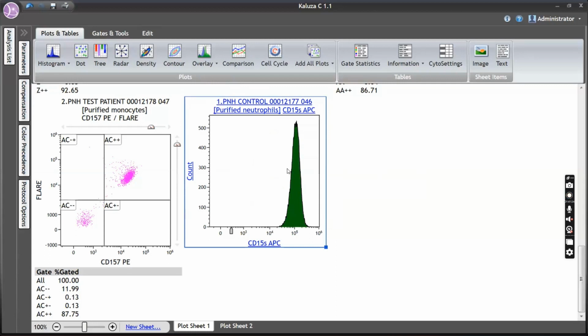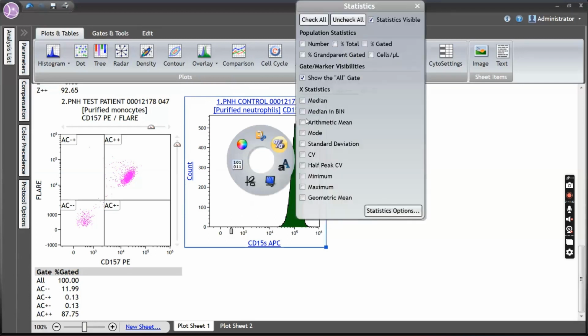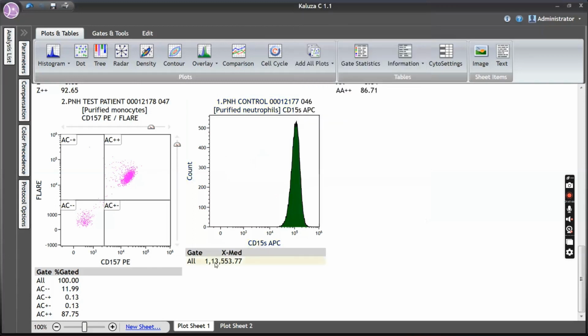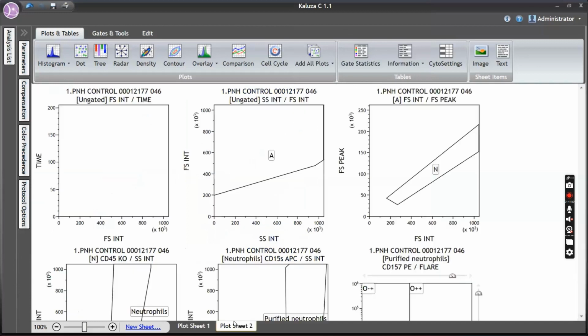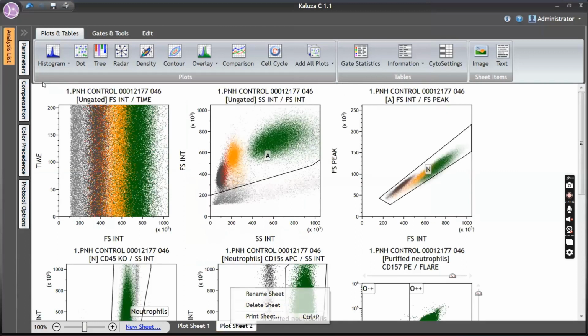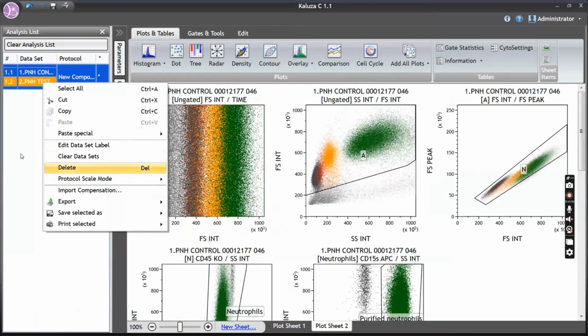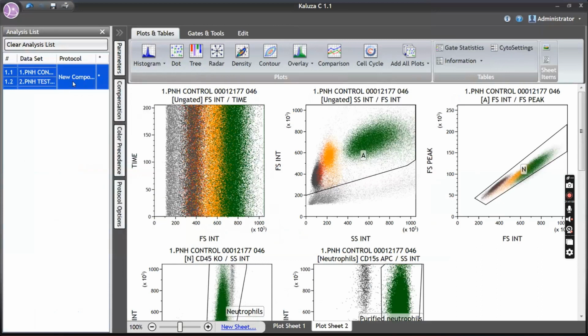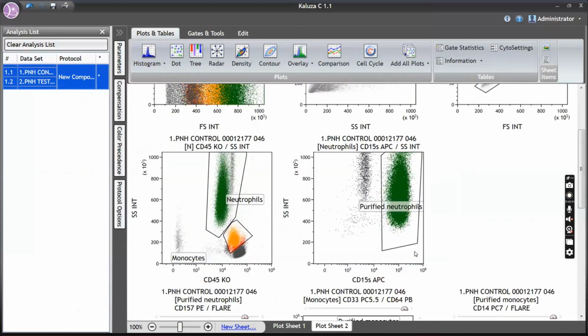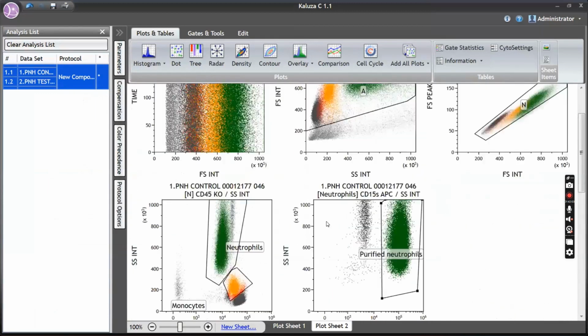If you're using software for analysis, it is an automated one. In this software, if I right click and click this percentage symbol, it gives me all the statistics. If I want to check the median fluorescent intensity, I just need to click the median. So the X median is a number. Here it is a composite file, so the number appears a bit bigger, but that's how you check for MFI.